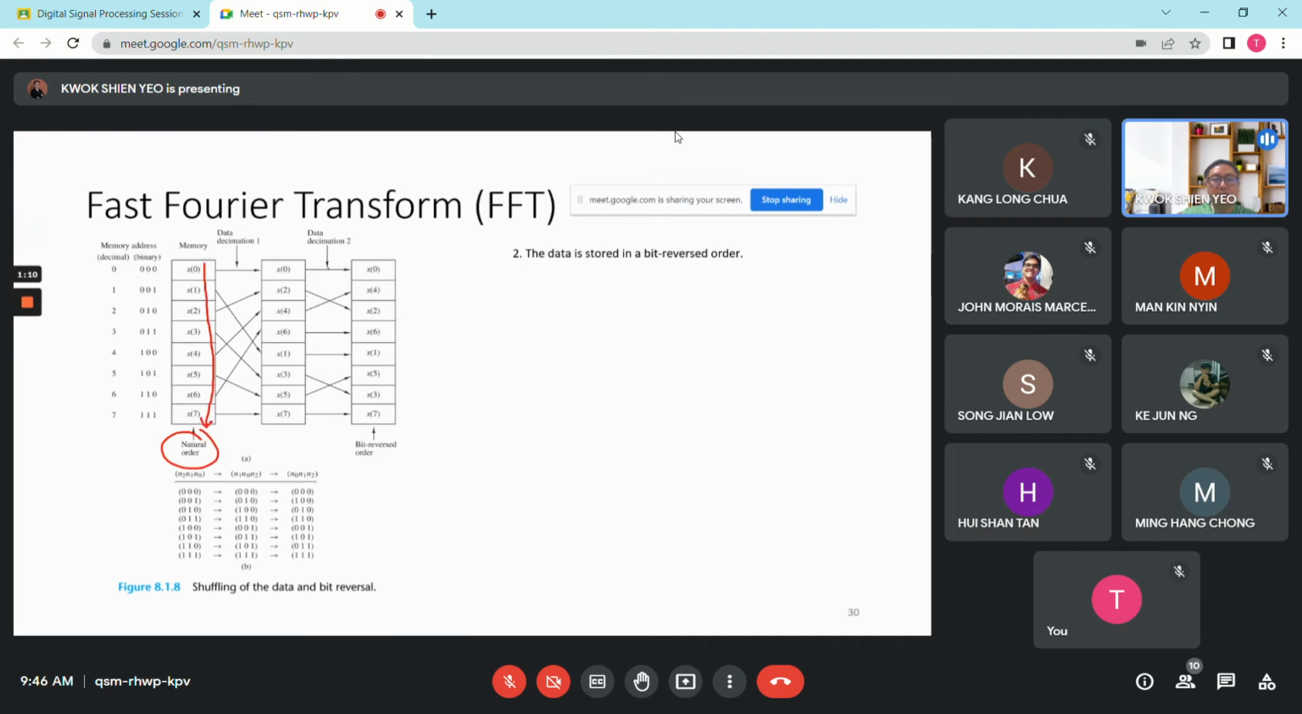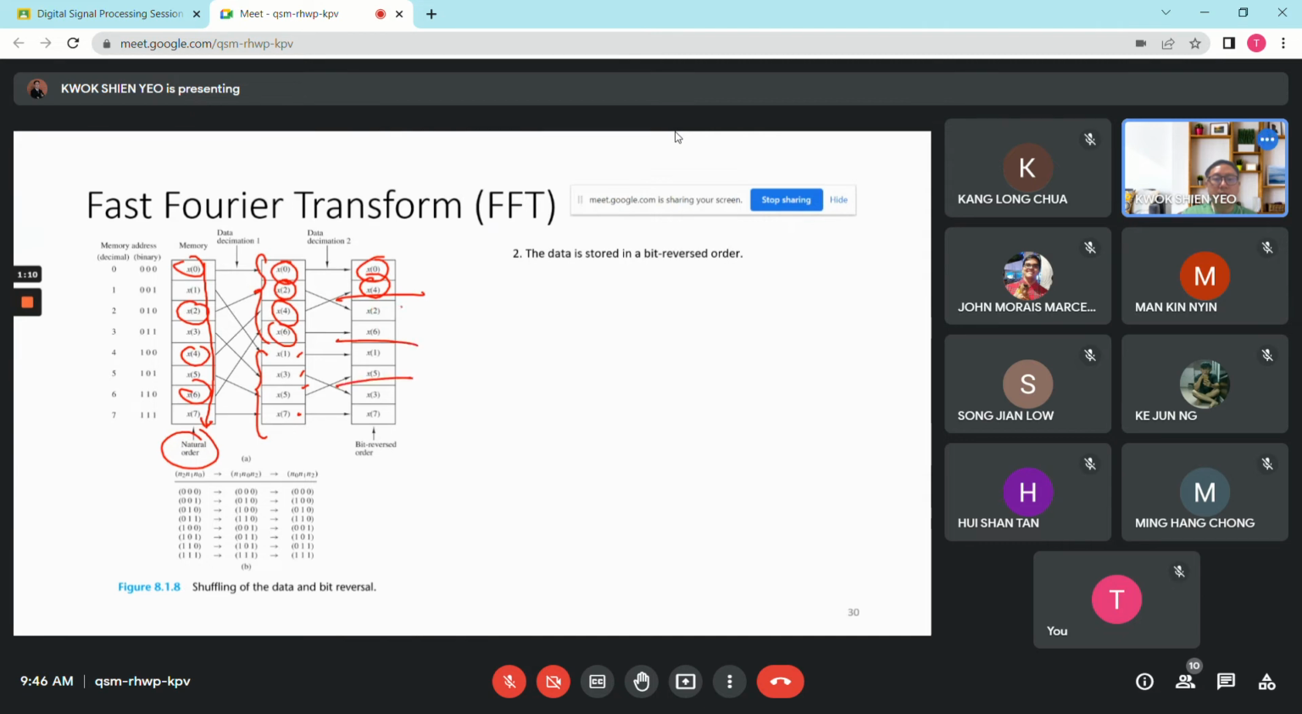Then decimation number 2. So this is the even number, right? So you got 0, 2, 4, 6. That's the even number. Then this is the odd number. Then you further group them again for another stage. So you have this and this as your even number, this is your odd number, this is the even, this is the odd, right?